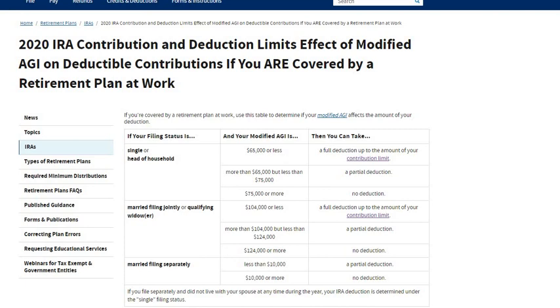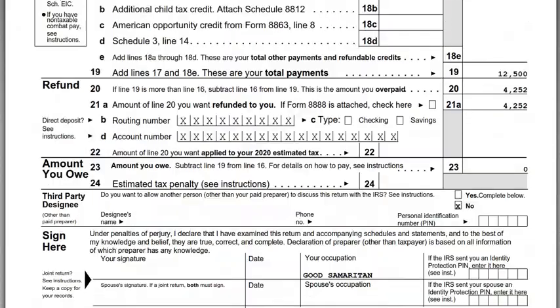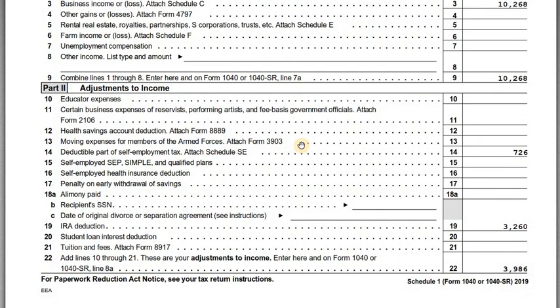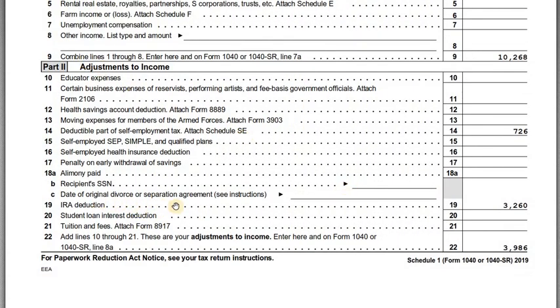So if you make less than $65,000, you get a full deduction, right? So if his total AGI was, let's say, 40 grand, he's covered by a retirement plan, and he puts $6,000 into his traditional IRA, he gets a full deduction of $6,000 on his tax return. And that deduction is reported on Schedule 1, right? Additional income and adjustments. So down here, adjustments to income, line 19, the IRA deduction. So if John's income was below that threshold, he can put a full $6,000 in and get a full $6,000 deduction. In this example, it's limited, and we'll show you why.